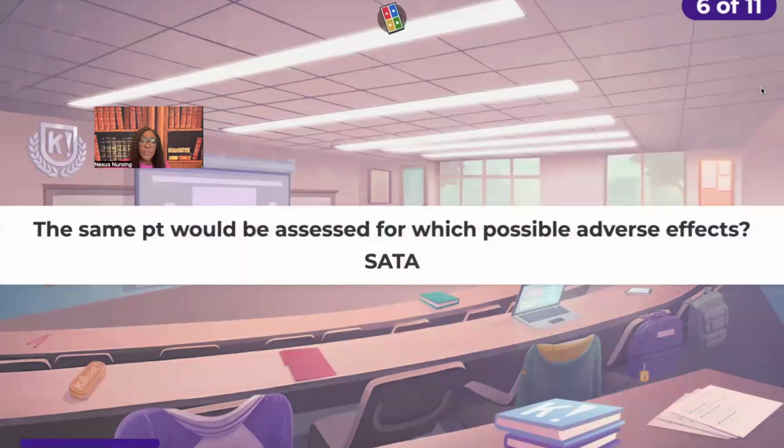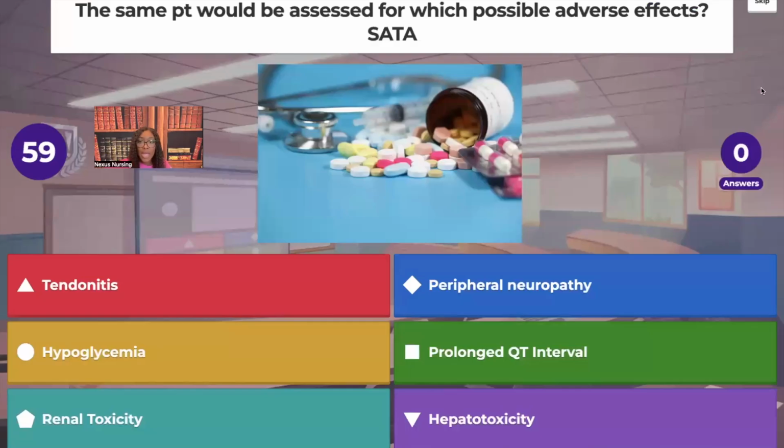Select all that apply. The same patient taking a fluoroquinolone is assessed for which possible adverse effect? Tendonitis, peripheral neuropathy, hypoglycemia, prolonged QT interval, renal toxicity, hepatotoxicity. Your patient has been prescribed a fluoroquinolone, what would you be assessing them for? What adverse effects would we be concerned about?